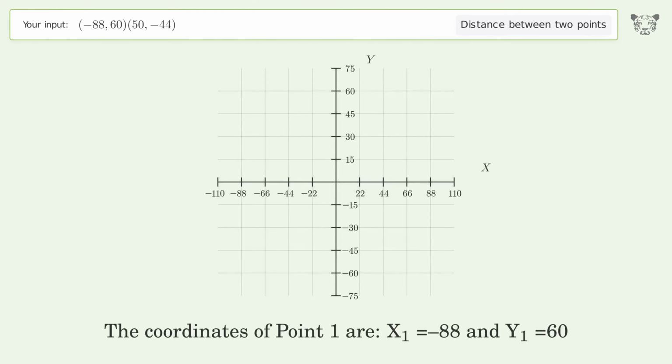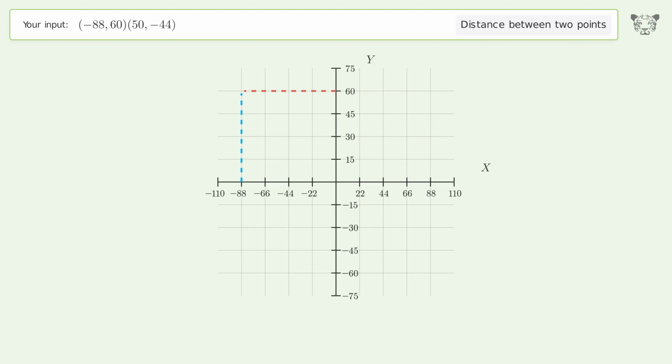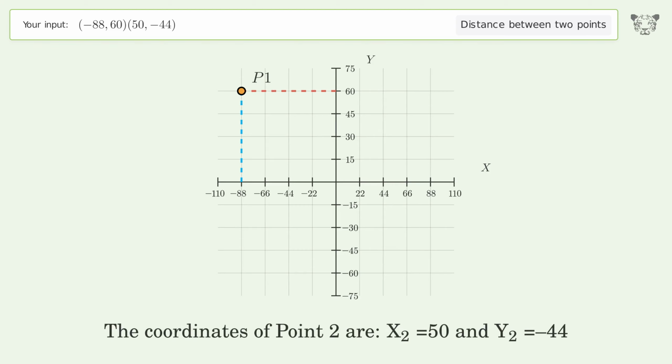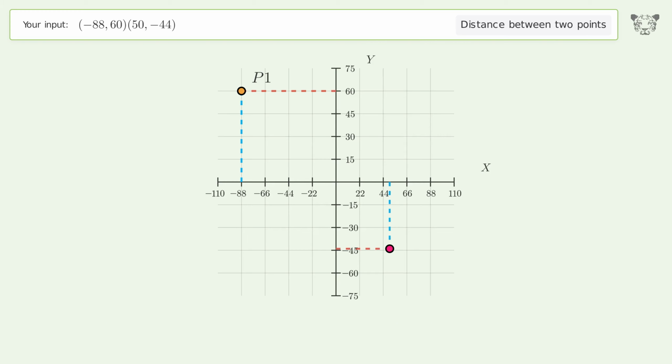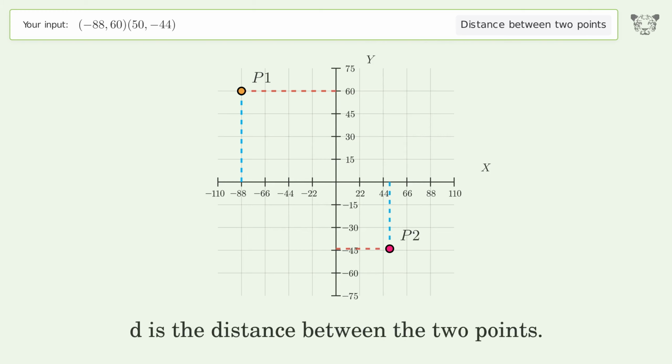The coordinates of point 1 are, x1 equals negative 88 and y1 equals 60. The coordinates of point 2 are, x2 equals 50 and y2 equals negative 44. D is the distance between the 2 points.